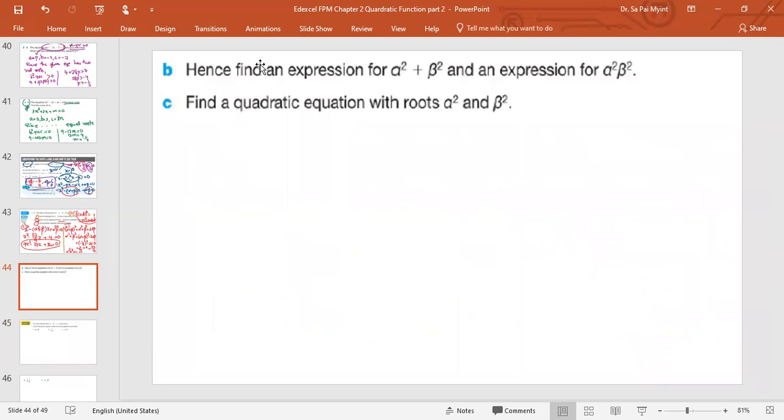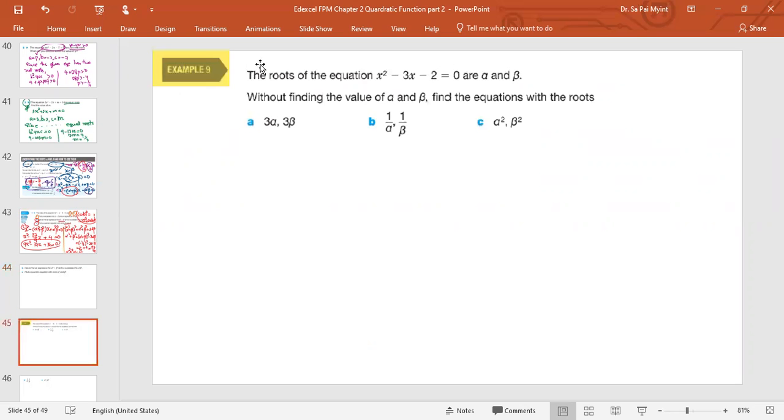Okay. And then next question. This is number A. Finished now. Okay. Now example 9. What is example 9? The roots of the equation x squared plus 3x minus 2 equal to 0 are alpha and beta.